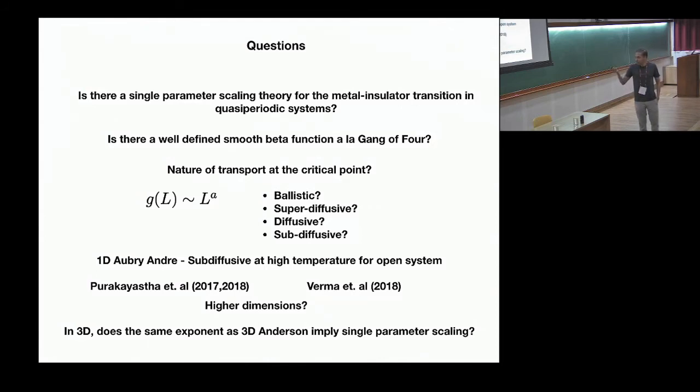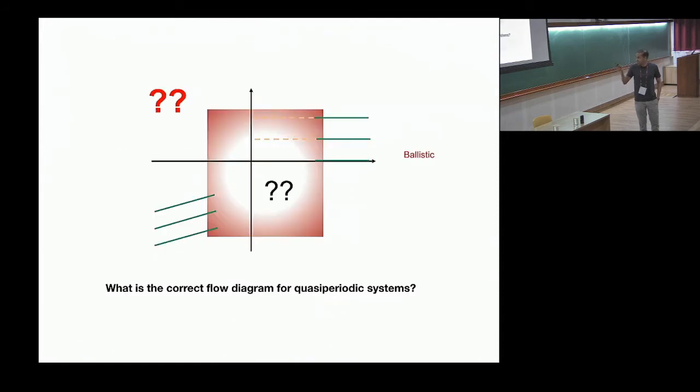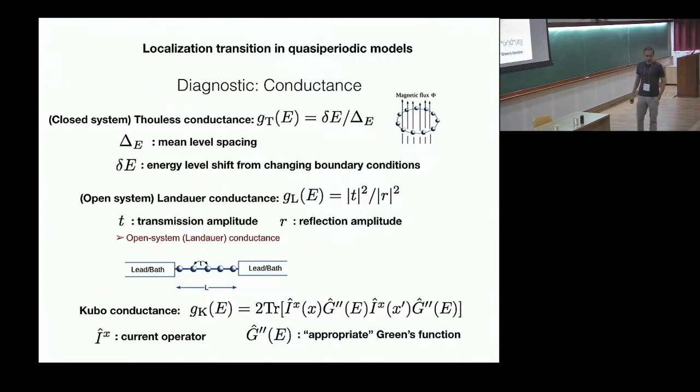So what I'm going to do in the remainder of my talk is address these questions. That's what we have done. So this schematically is essentially what we are asking again. Is there a single parameter scaling theory, like the Gang of Four theory, for these quasi-periodic systems? We know what's happening in one limit, which is the ballistic limit as opposed to the diffusive limit, and this is the localized limit. So what happens in between? Once again, there's a beta function along the y-axis and a conductance along the x-axis. So what is the correct flow diagram for these quasi-periodic systems?